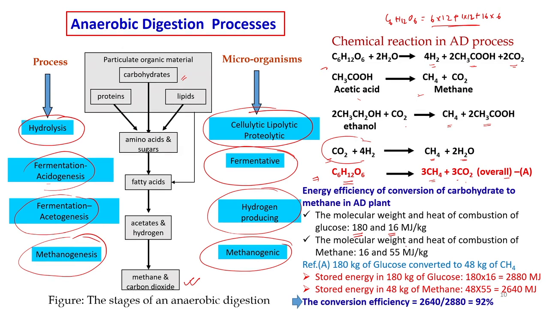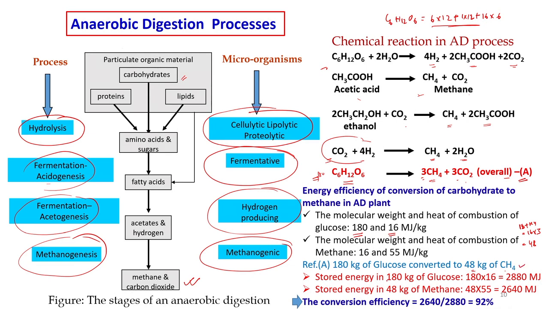So now if we refer to these overall reactions, that means 180 kg of glucose converted to 48 kg of methane. That means 16, if we see the molecular weight of methane, C is 12 plus 1 into 4, which is 16, and this is 3 moles multiplied by 3, so it is 48. That's why 180 kg of glucose converted to 48 kg of methane.